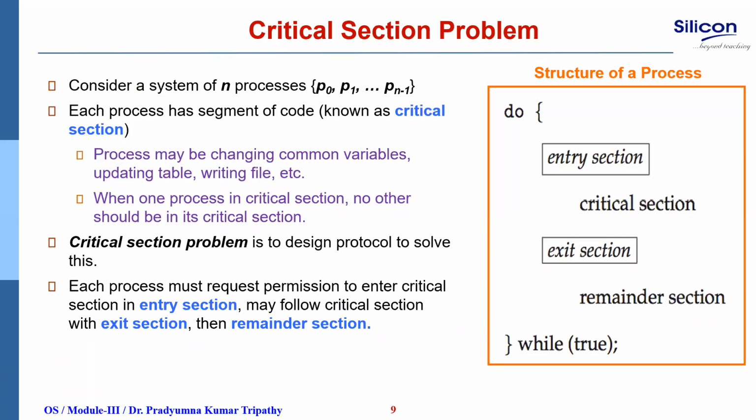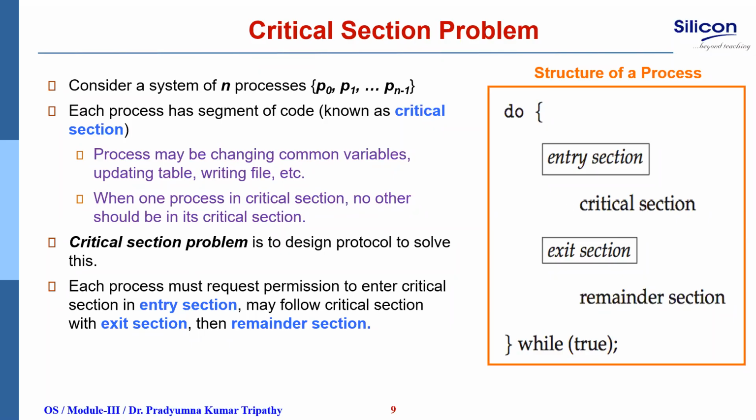To ensure that only one process is in the critical section, we have an entry section before the critical section and an exit section after the critical section. Some code has to be executed in the entry section and some code has to be executed in the exit section. The rest of the code is called the remainder section.